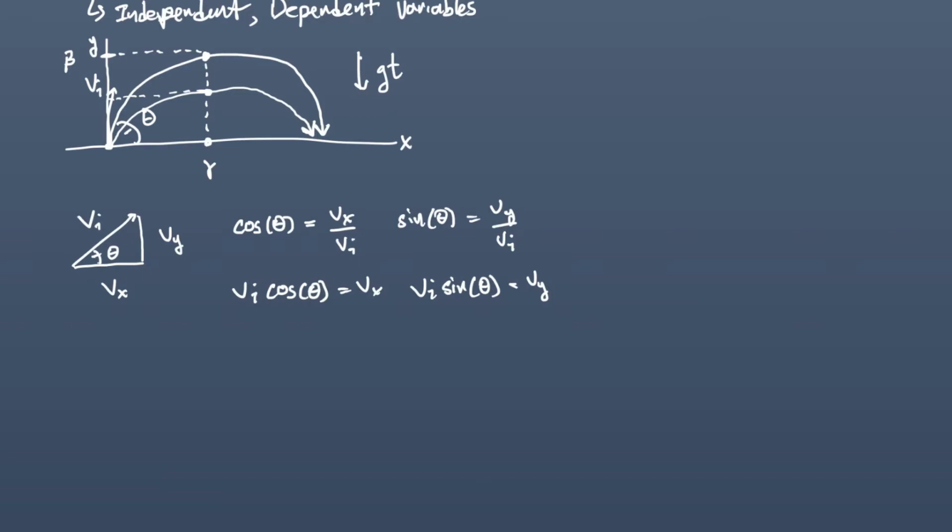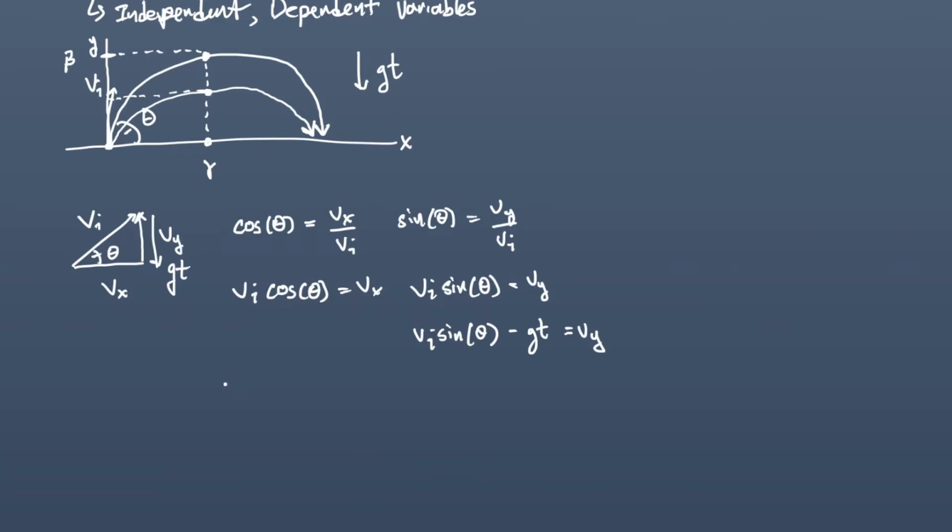Because this is acting in the negative y direction. So this is the positive part, this is going up right here, and then we have some force due to gravity acting on our object, like this. So we have to say that Vi sine theta minus gt is equal to Vy.